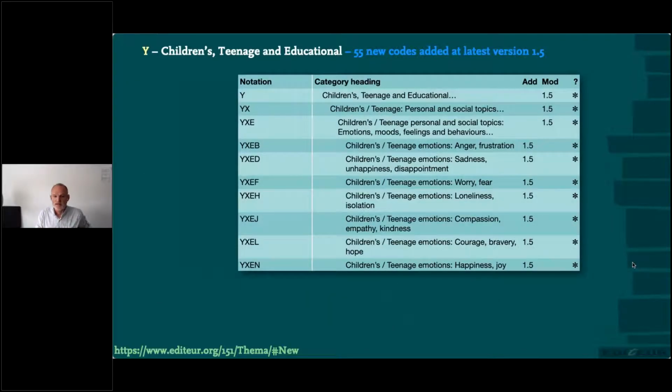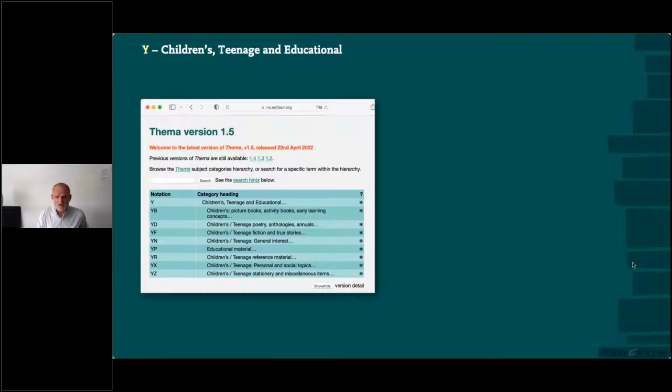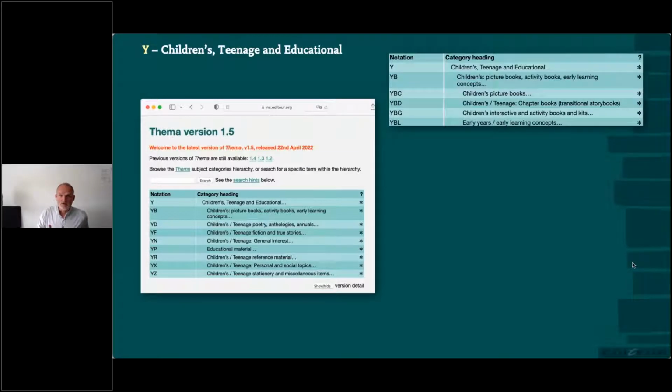Another area where we added, there was already an existing code for emotions, but we added some codes for specific emotions because there are a lot of books, especially aimed at younger readers, about emotions. And another area was in the sports and outdoor interests. The working group saw a couple of areas where there would be gaps, so we added some codes there. So if you're using Thema, you're familiar. These are the main areas of the Y section. So we're going to have a look at them briefly.